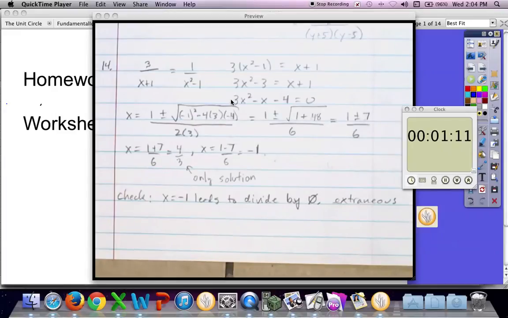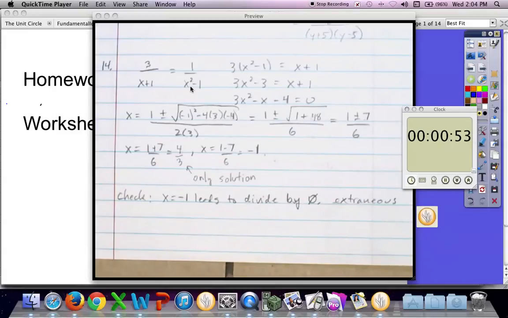If you would have graphed, you could put this on your calculator on the y equals, on the first line, and this on the second line, and see how many places they intersect. It's only going to be 1. It wouldn't be 2.